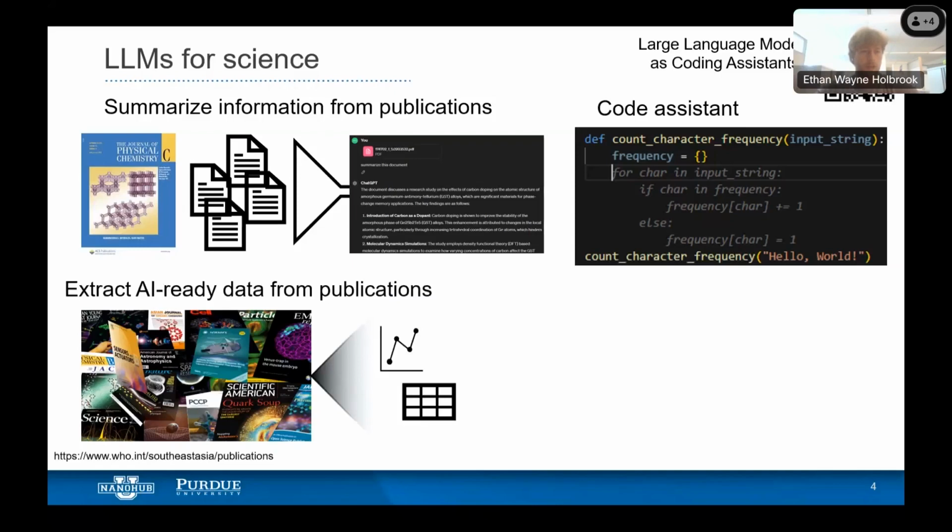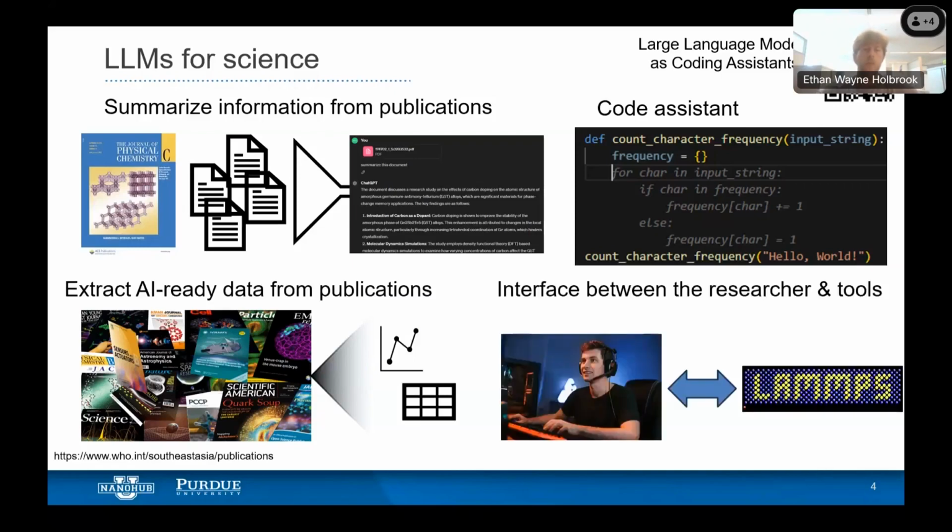The next area that they can be used for in science is extracting AI-ready data from publications. So they're becoming more and more capable of extracting this data. And many of these efforts utilize LLMs, but are often combined with other techniques as well for efficient and accurate extraction. Then finally, the fourth one is what we're going to discuss today, an interface between researchers and tools. Different software tools like LAMMPS and a computational researcher are what we're going to focus on GPT being able to do.